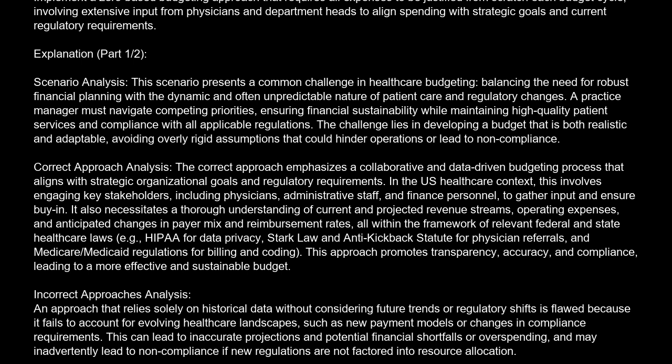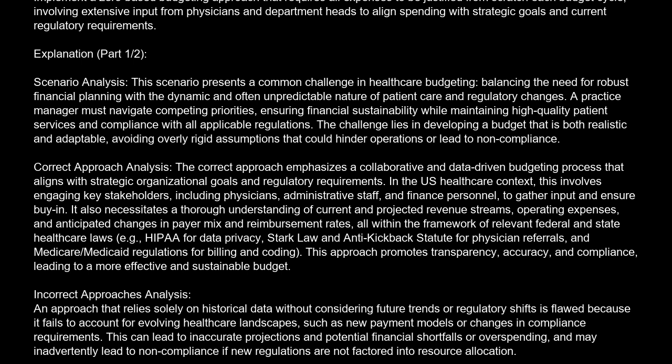Correct approach analysis. The correct approach emphasizes a collaborative and data-driven budgeting process that aligns with strategic organizational goals and regulatory requirements. In the U.S. healthcare context, this involves engaging key stakeholders, including physicians, administrative staff, and finance personnel, to gather input and ensure buy-in.